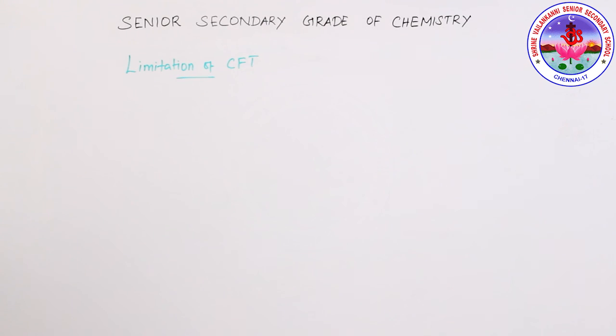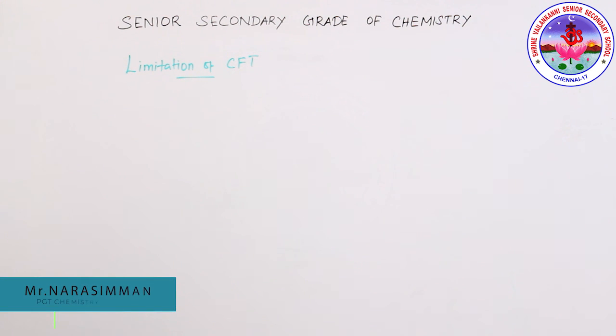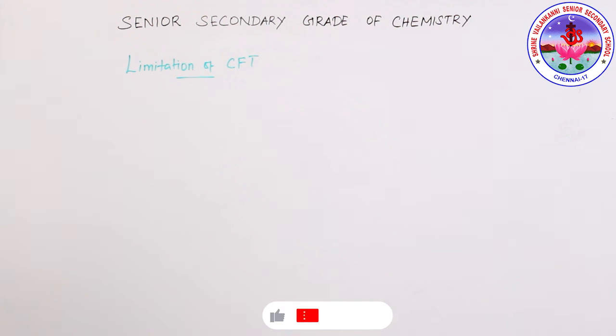Okay, students. Now, the limitations of crystal field theory. Already we have seen the limitations of valence bond theory. Here are the limitations of crystal field theory. The assumption that ligands are point charges is not practically true, because anionic ligands should have a strong field, but actually many of them do not. Then it does not take into account the covalent character of bonding between the ligand and the central atom.